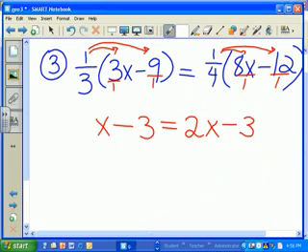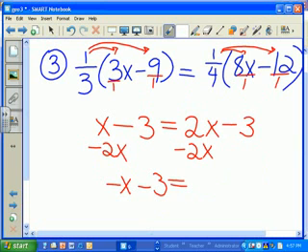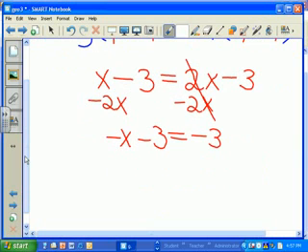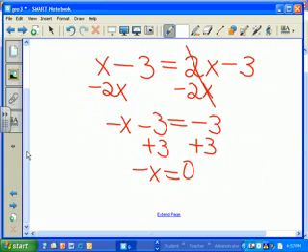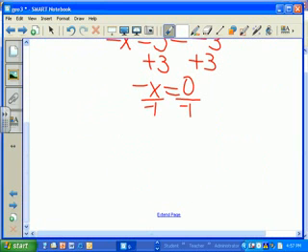And now it's a problem like any other problem. Let's subtract the 2x. And of course, if you wanted to, you could have subtracted the x and moved it right. That's fine. We get negative x minus 3 equals negative 3. Add 3 to each side. Negative x equals 0. And now, you weren't asked to solve for negative x, you were asked to solve for x, so we divide by negative 1, which is the coefficient in front of the x, and x is 0.